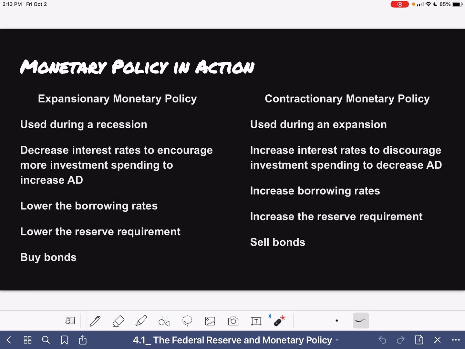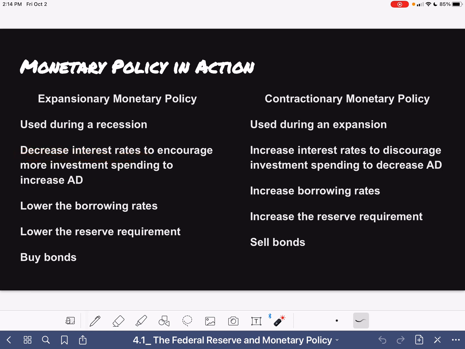So monetary policy in action. How do we actually use these tools to conduct monetary policy? Now in class, we'll be going into a lot more detail with these and looking at how they change things. So for now, we just need to know the directions that our tools are moving in order to implement this type of policy. So expansionary monetary policy has the word expand in it. And again, we want to expand out of a recession. So our goal is to increase aggregate demand. So to increase aggregate demand, we somehow need to increase investment spending, which means we need to decrease interest rates.